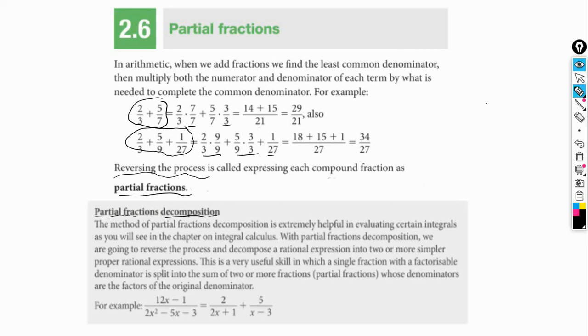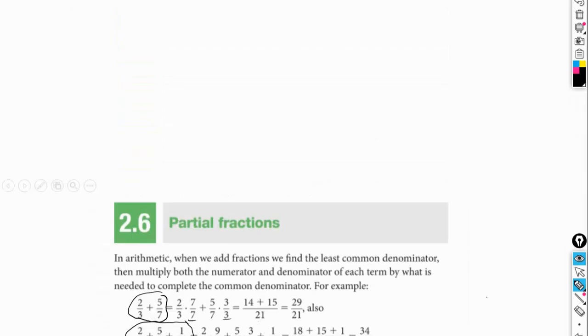This is a very useful skill in which a single fraction with a factorizable denominator is split into the sum of two or more fractions. Those are the partial fractions, whose denominators are the factors of the original denominator. So here we have an example where 12x minus 1 over 2x squared minus 5x minus 3 can be decomposed into 2 over 2x plus 1 plus 5 over x minus 3. Now notice that 2x plus 1 and x minus 3 are the factors of the denominator. So we're going to learn how to do this.